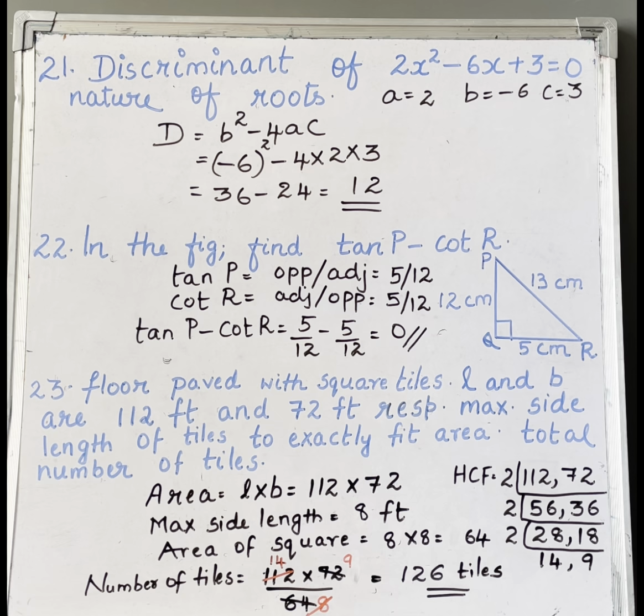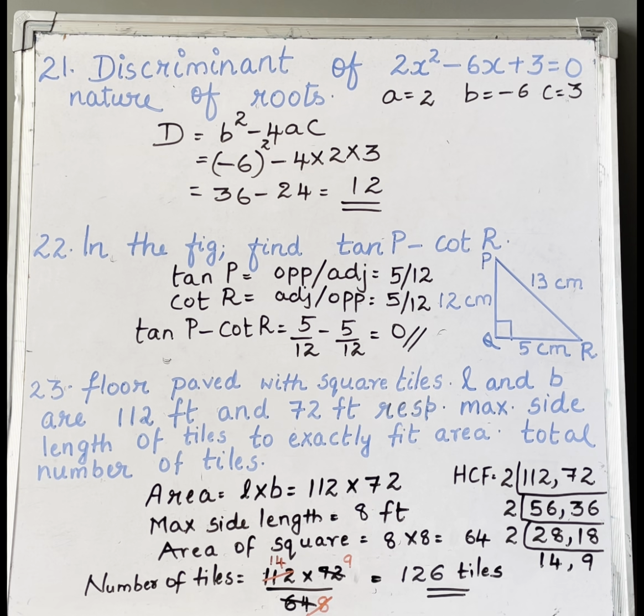So tan p is equal to, for angle p, opposite side is 5 and adjacent is 12, so 5 by 12. Cot r: adjacent is 5, opposite is 12, so 5 by 12. So tan p minus cot r is 5 by 12 minus 5 by 12, which is 0.